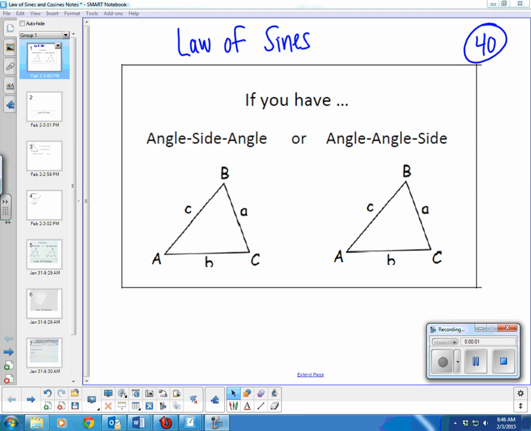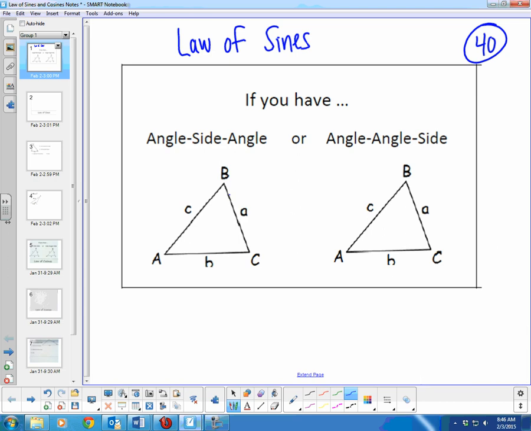Law of sines is used whenever you have an angle, side, and angle. So, say we know angle B, side C, and angle A. If you want to draw this on your notes.